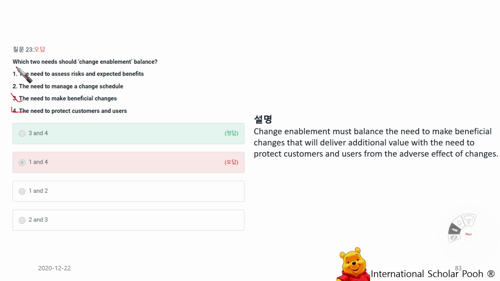Which two needs should change enablement balance? The need to make beneficial changes and the need to protect customers and users. Change enablement must balance the need to make beneficial changes that will deliver additional value with the need to protect customers and users from adverse effects of changes.